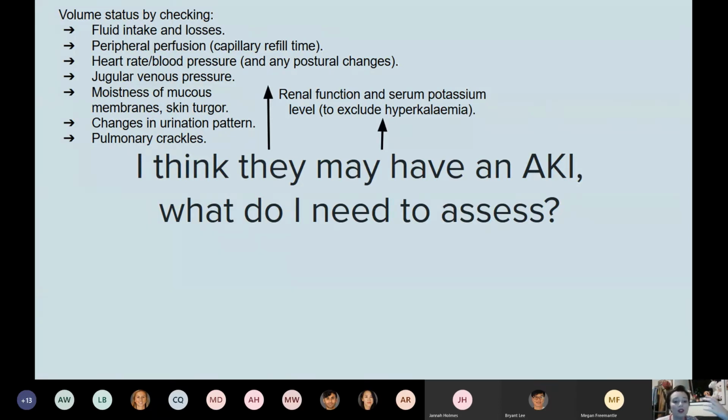You might look at things like their capillary refill, their heart rate, their blood pressure, particularly patients who've come in acutely unwell. Those are really important. Their JVP as well, because if someone's got fluid overload, that's going to increase their JVP. Going simple again, so moistness of their mucous membranes, their skin turgor, so those are things on your general exam. Changes in urination pattern and pulmonary crackles if you're thinking that they might have pulmonary edema. So that's all very important to think about.